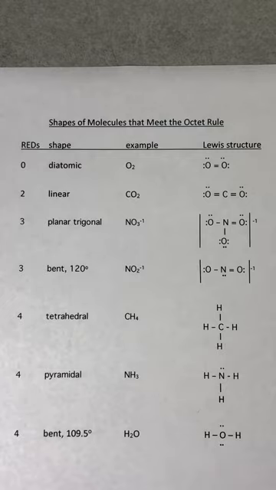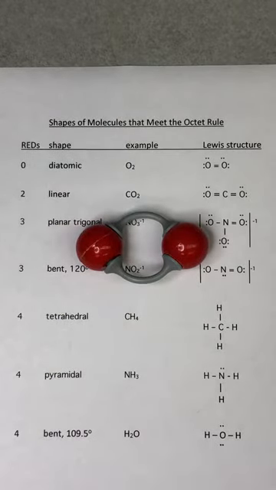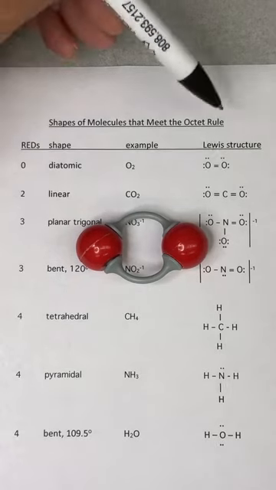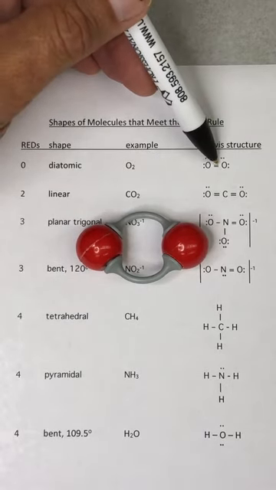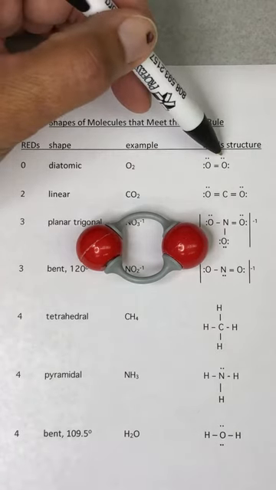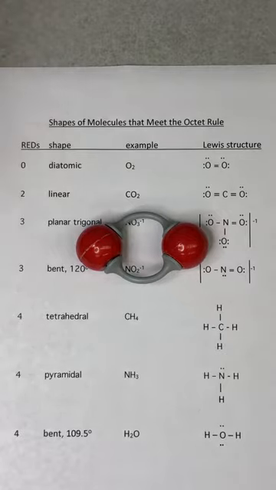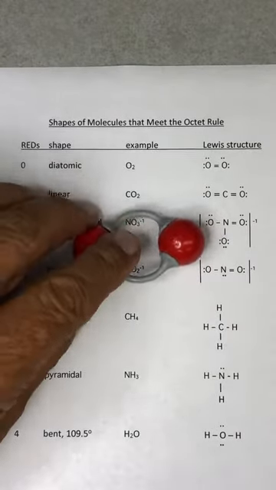So the first one we'll look at, the shape is diatomic. There's only two atoms. There is no central atom. So because there's no central atom, there are no regions of electron density around the central atom. So an example is oxygen. So here we see the bonding electrons are in a double bond to meet the octet rule. These are the non-bonding electrons that aren't shown on this particular model. But we really only care about the central atom.